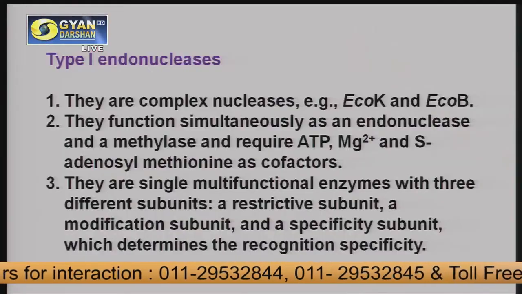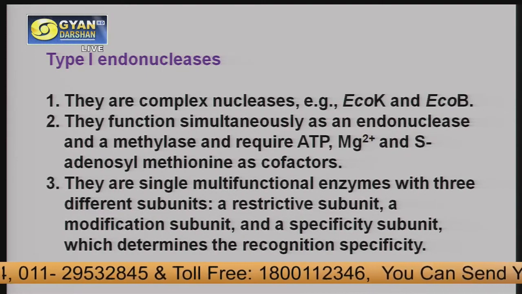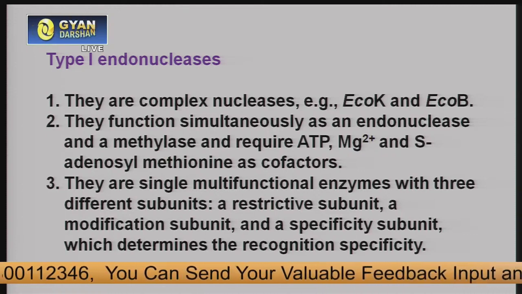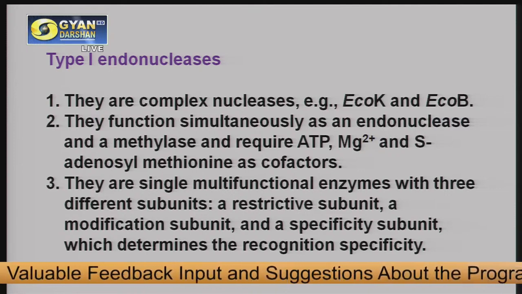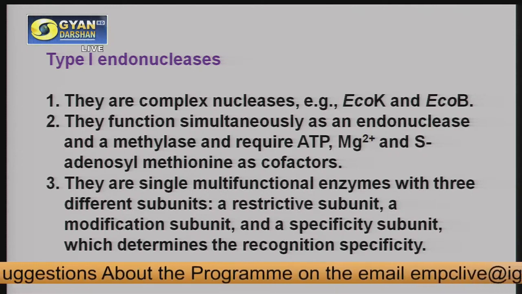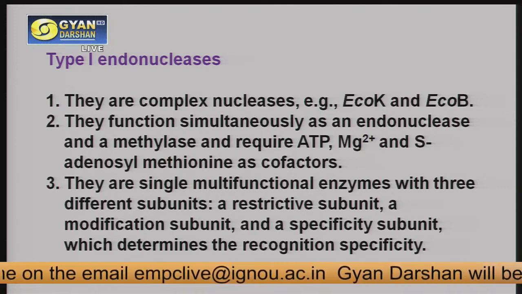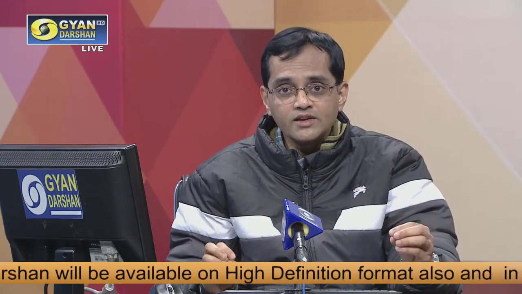Number one is type 1. Type 1 are complex nucleases, for example EcoK and EcoB. They function simultaneously as an endonuclease and a methylase. So they have both the endonuclease function as well as the methylase function. And they require ATP, magnesium and S-adenosyl methionine as cofactors. I hope all of you understand what is meant by cofactor, because sometimes enzymes need certain additional components to function more efficiently. We call them cofactors.